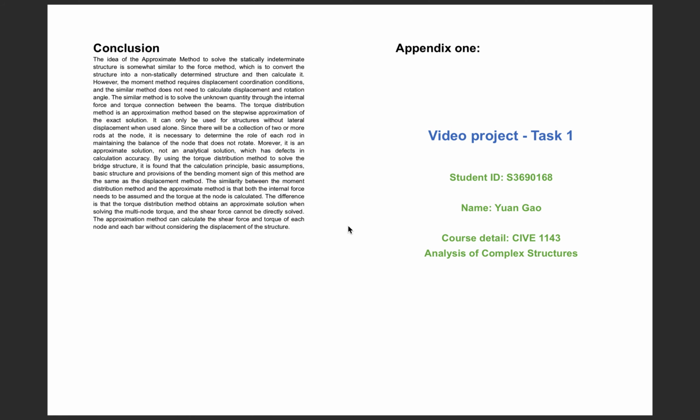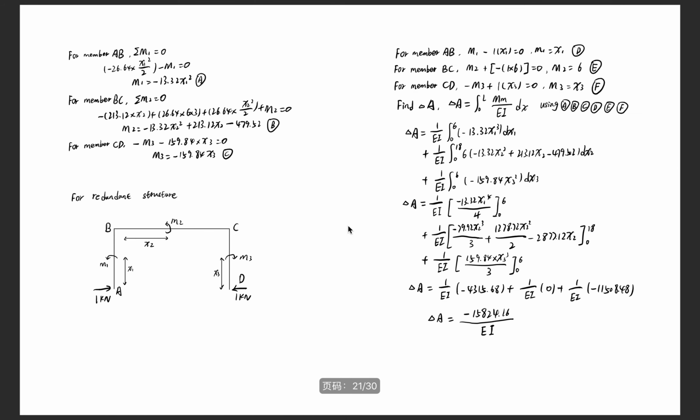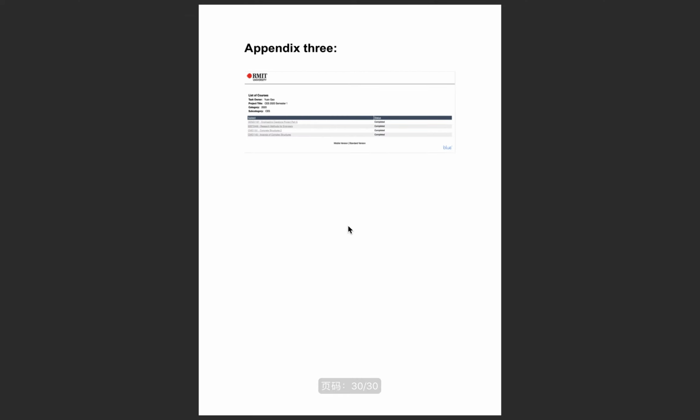And the last for task 3 is the conclusion. I make a comparison between the moment distribution method and the approximate method. And there is an appendix. There are 3 appendices. First is about video project task 1, and the second is video project task 2. And the last appendix is the CES.